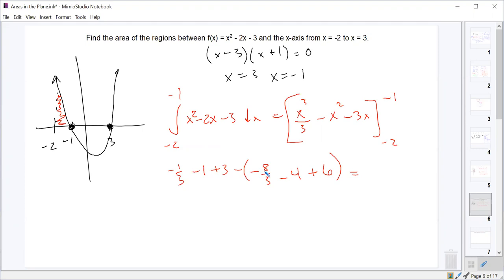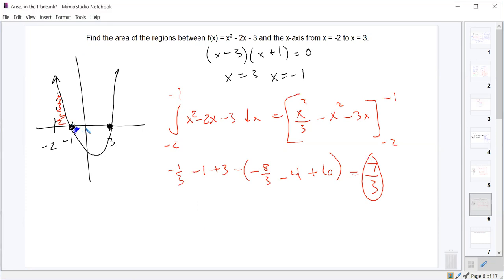And what do we get if we put all that together? -1/3 minus -8/3, that's -1/3 plus 8/3. That should be what? 7/3. -1 plus 3 ought to be 2. And then minus -4 ought to make it 6. And then minus 6 ought to be 0. So this ends up just being, I guess I can just write this over here, this ends up just being 7/3. Yeah? Everybody agree with that? Okay.